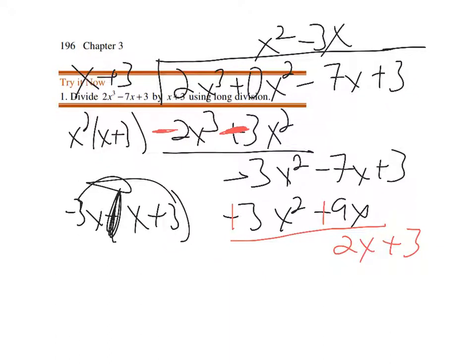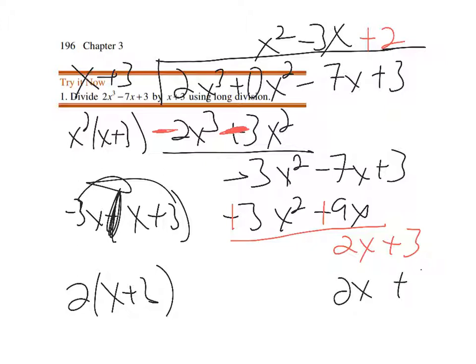And then what times x is 2x? It's almost hard to see, with the writing in back of it. Well, I think it's 2. So 2 times x plus 3 is 2x plus 6. Remember, you have to change your sign. So that leaves me a remainder of negative 3.